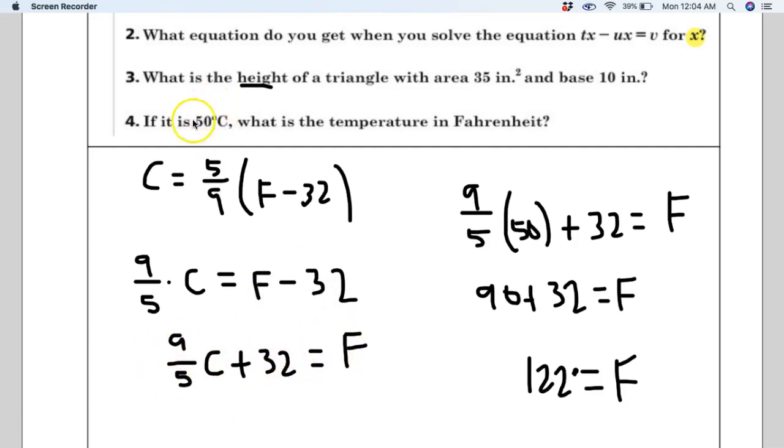So the Celsius value of 50 degrees gets substituted in for C. That gives you 90, because 50 over 5 is 10, times 9 is 90. I add the 32 and I get 122 degrees Fahrenheit. Pretty hot. 122 degrees Fahrenheit.